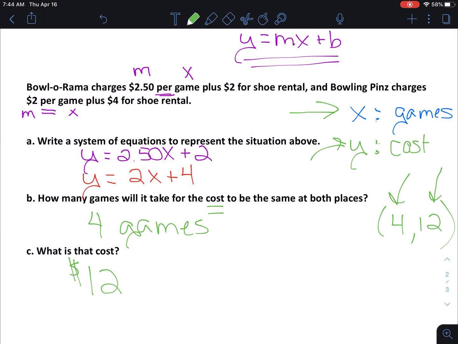Okay, so that's how you do a system word problem when both of the equations are in slope-intercept form. In our next video, we'll talk about another way to go about it.